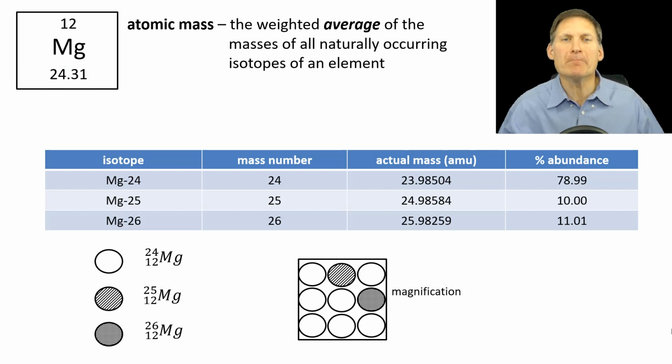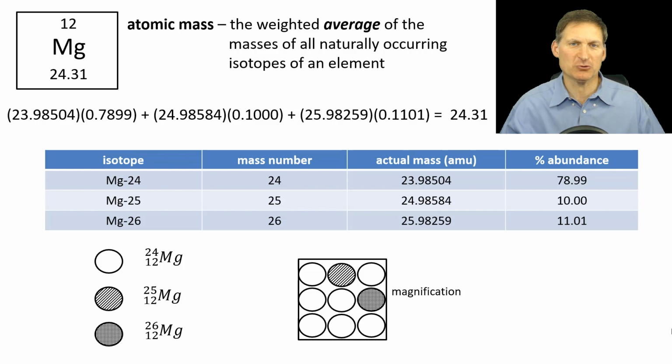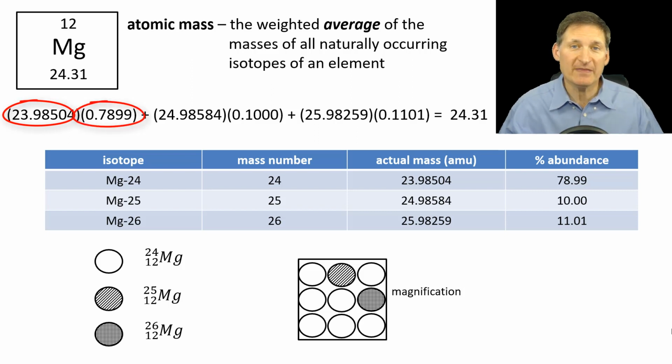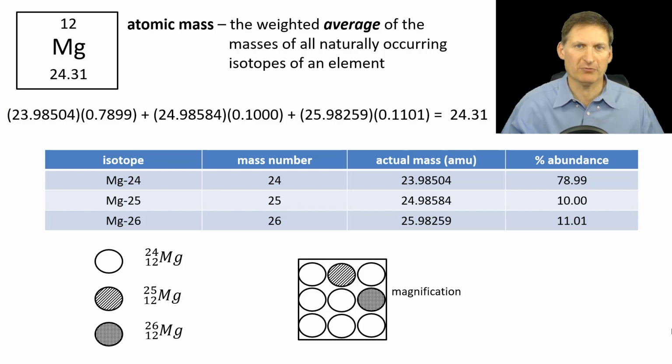This is because there are many more magnesium-24 atoms in the world than the other isotopes of magnesium. If you want to see the actual calculation, it looks something like this. Notice we take the mass of each isotope, like this one, and multiply by its fractional abundance, and then do the same for the other isotopes and then add them up. That gives us our 24.31.